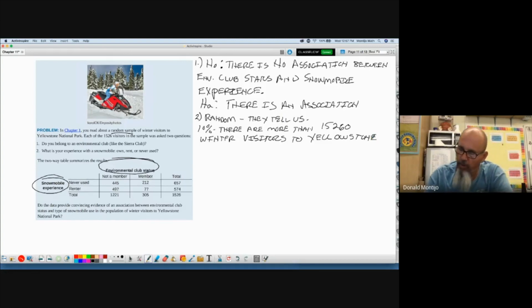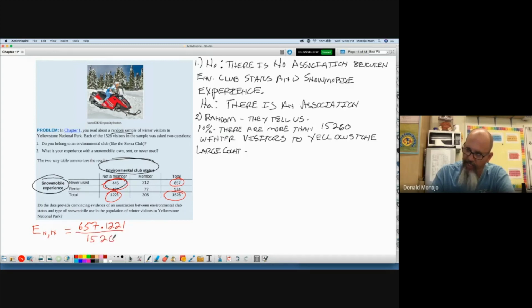Okay. What about the large count condition? Well, like we did in the last problem, I don't necessarily want to go find each and every one of these expected counts. I could do it. So let's look at how we would do one of them. How would I find the expected count for never used a snowmobile and not a member? Remember, it's row total times column total divided by table total. So the expected for the never and no member would be row total 657 times column total 1221 divided by table total 1526.